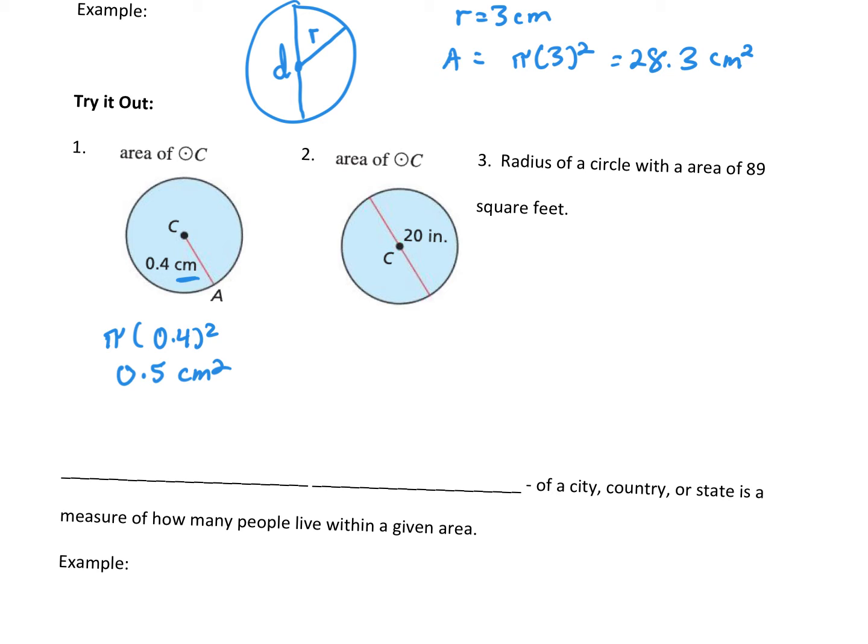Next, the area of this. This is now a diameter. We need half the diameter, which is 10. So we actually are multiplying pi times 10 squared, which is 314 inches squared.